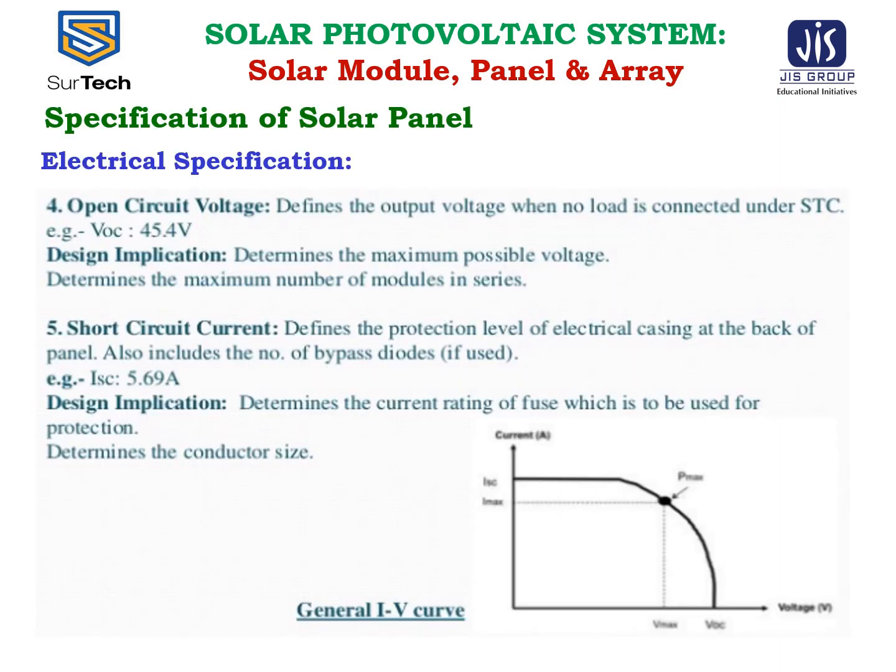Open circuit voltage defines the output voltage when no load is connected under STC. For example, the VOC of 45.4 volts determines the maximum possible voltage and the maximum number of modules in series. Short circuit current defines the protection level of the electrical casing at the back of the panel, and also includes the number of bypass diodes if used. The ISC, for example, is 5.69 ampere. It determines the current rating of the fuse to be used for protection, and the conductor size also.